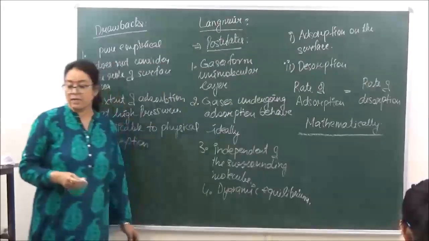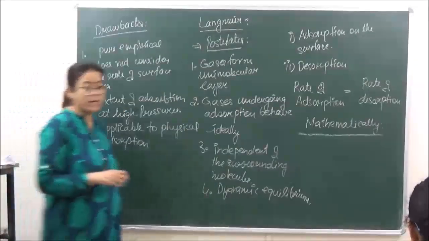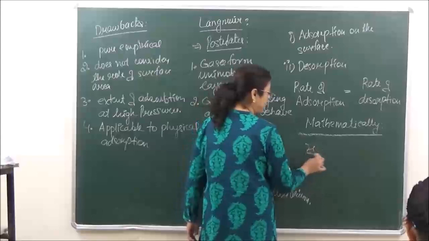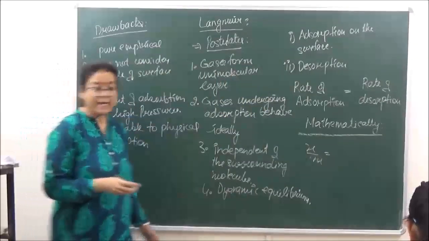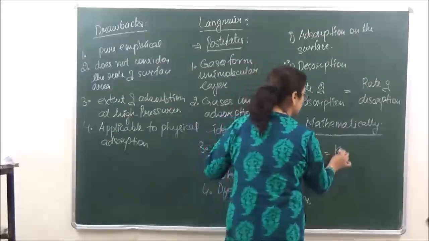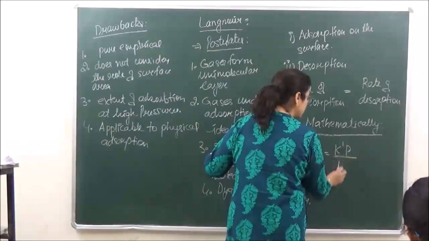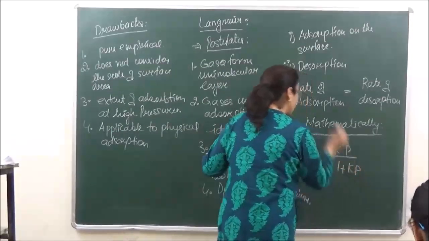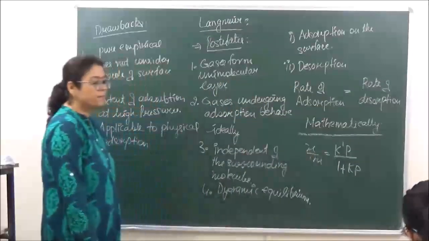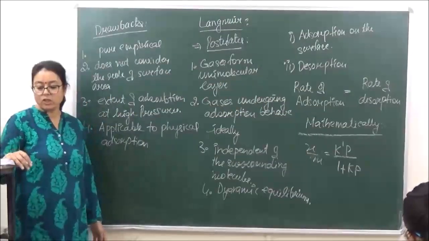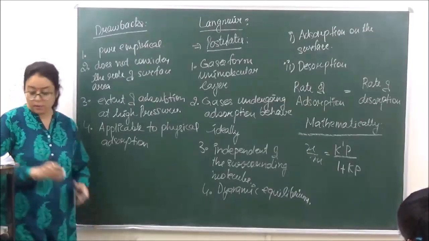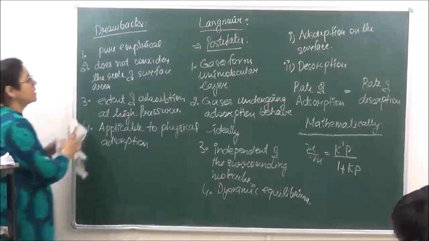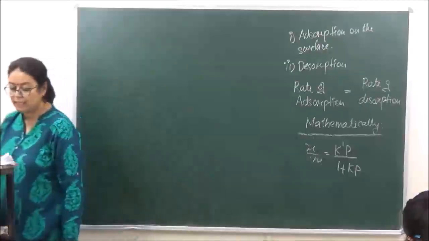mathematically we can give an expression, that is x upon m is equal to k dash p upon 1 plus kp, where k and k dash are going to be constants. So over here we are going to discuss two cases now. So let's discuss two cases.